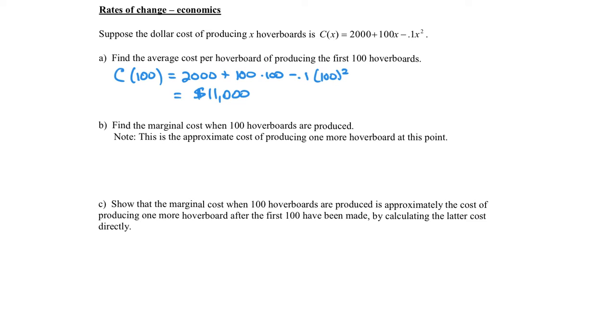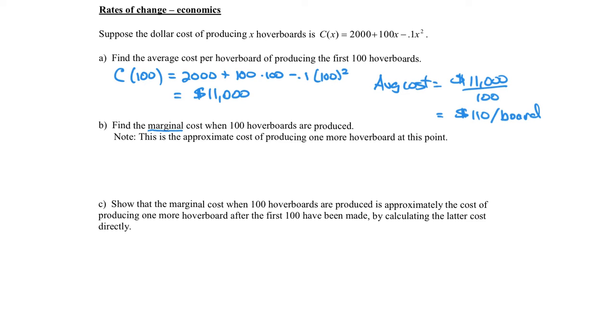So we didn't find the average cost. We found the cost of making 100 hoverboards. Now they want the average cost per hoverboard. So to find the average cost, we take this and divide it by 100, so that the average cost equals 11,000 divided by 100. Total cost divided by how many there are. And then we would come up with $110 per hoverboard. Then they want us to find the marginal cost when the first 100 hoverboards are produced.